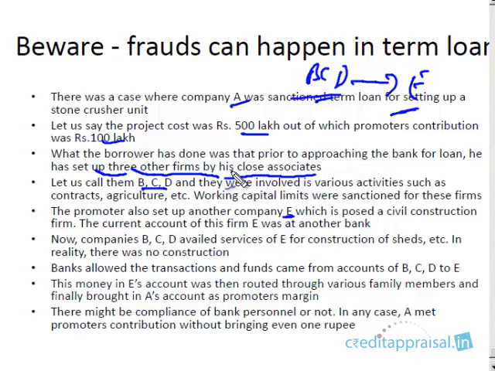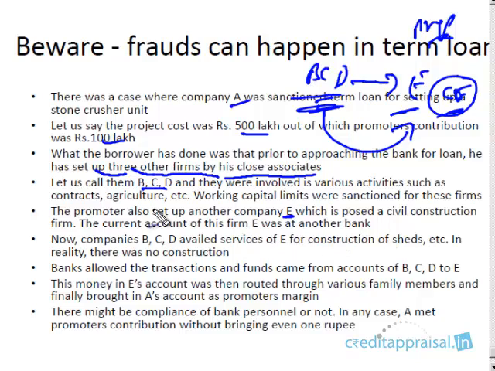So they obtained finance from this firm for construction of sheds. Actually, there was no construction, but they availed the services, and so what happened? The money was debited from the working capital limit of these three firms, and it got credited into this account. And this is in the name of the proprietor. So the proprietor had got some funds in the eyes of the banker.